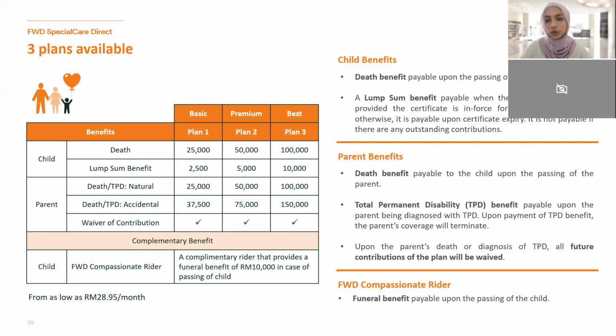But let's say you and your child participate in this plan when they turn 15, and when they turn 18, that's only been 3 years, no worries, we will give you this lump sum benefit at certificate expiry.